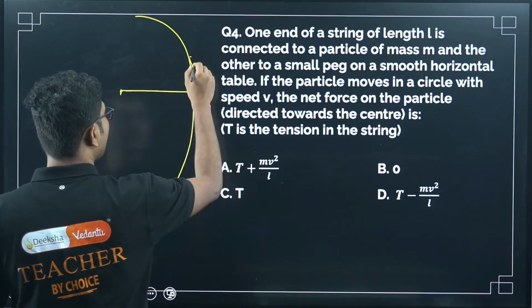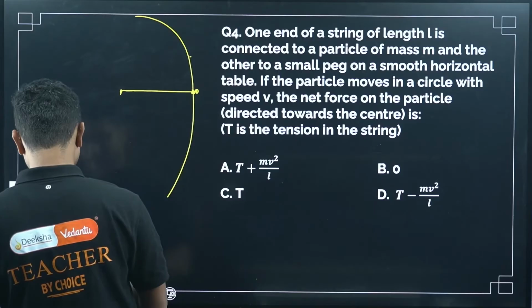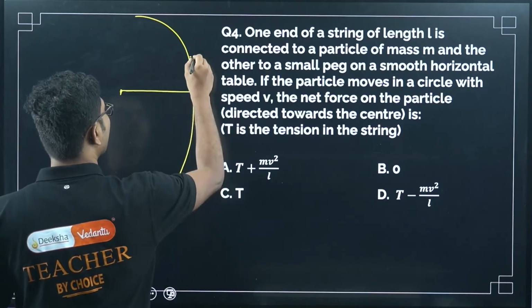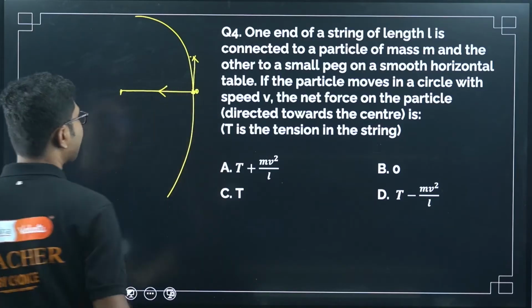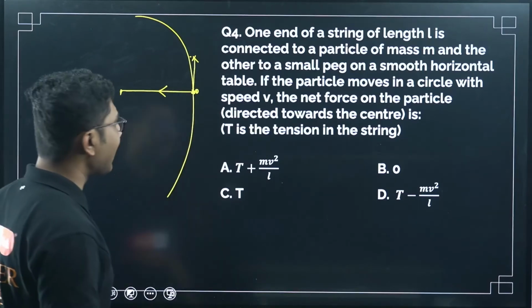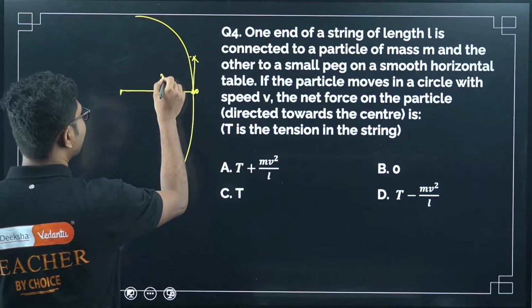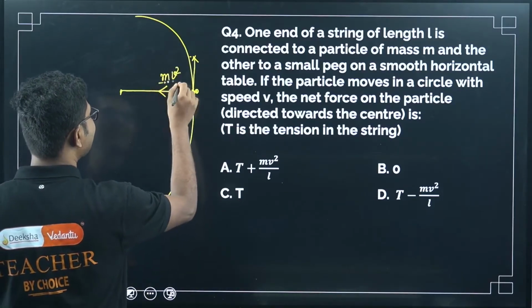Okay, so they asked you what is the force acting on it. When this is completing a circular motion, we know that the only force acting on this is equal to mv square by r, right? So the only force acting on this is mv square by, in this case, L.